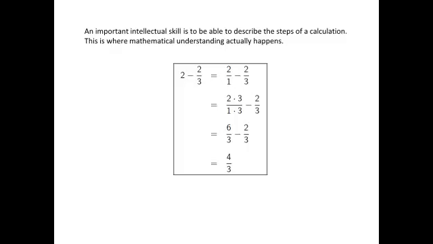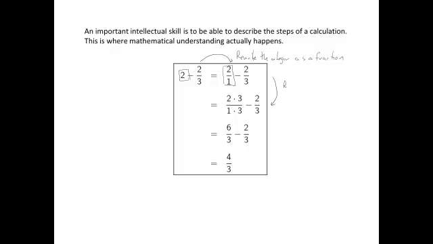An important intellectual skill to have is the ability to describe the steps of a calculation. This is where you can show that you really understand mathematics. For example, in this calculation, the first step involves us rewriting the integer as a fraction. And you can see that the 2 right here became a 2 over 1 right here. And this was the thing that changed, and the words rewrite the integer as a fraction describe what happened.